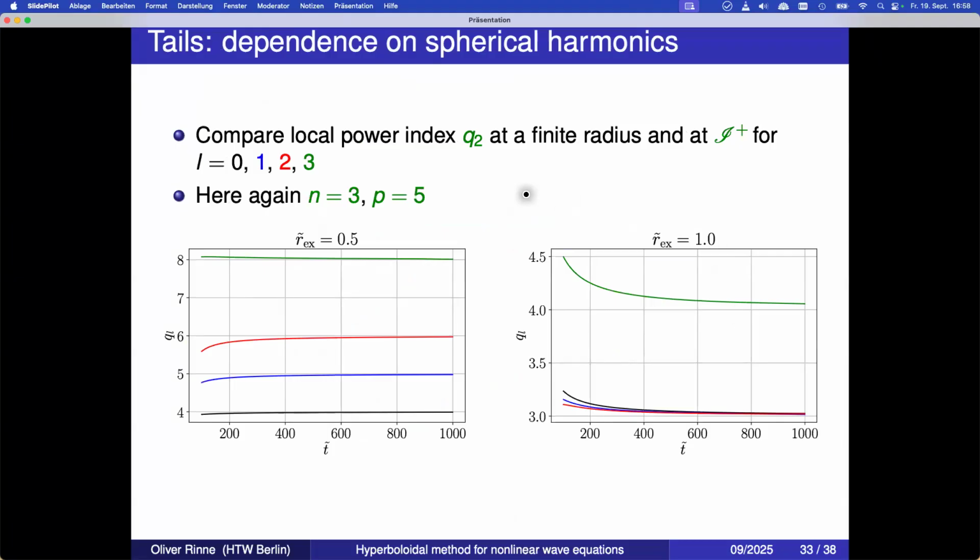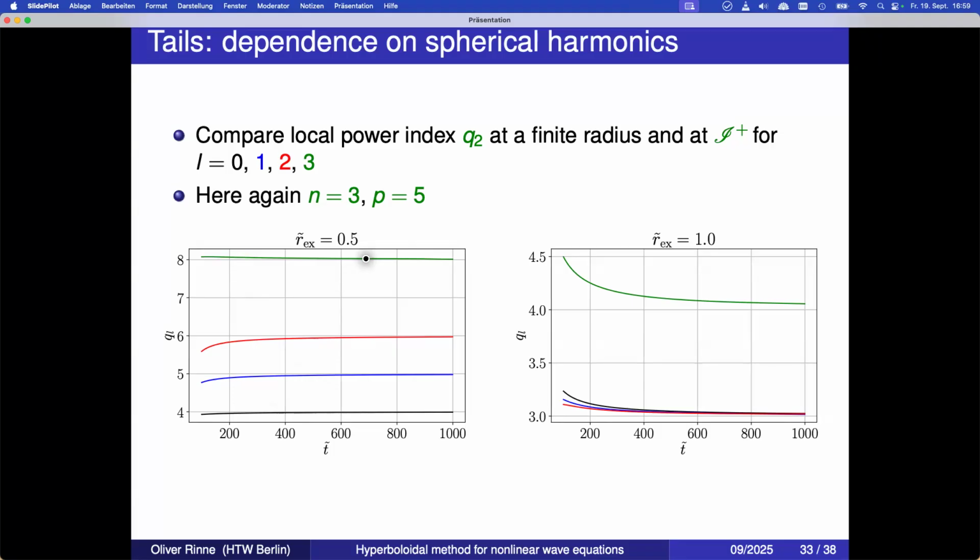What I'm interested in here is, in particular, what is the dependence of these decay rates on the spherical harmonics? Okay, so I'm showing here the decay rate of this power index Q2, so for L equals 2. And then I show it for various different spherical harmonics. So for L equals 0, 1, 2, and 3. And what you can see is that there are different decay rates which you get here. So for instance, for L equals 3, you have here 8, and then you have 6, 5, and 4.